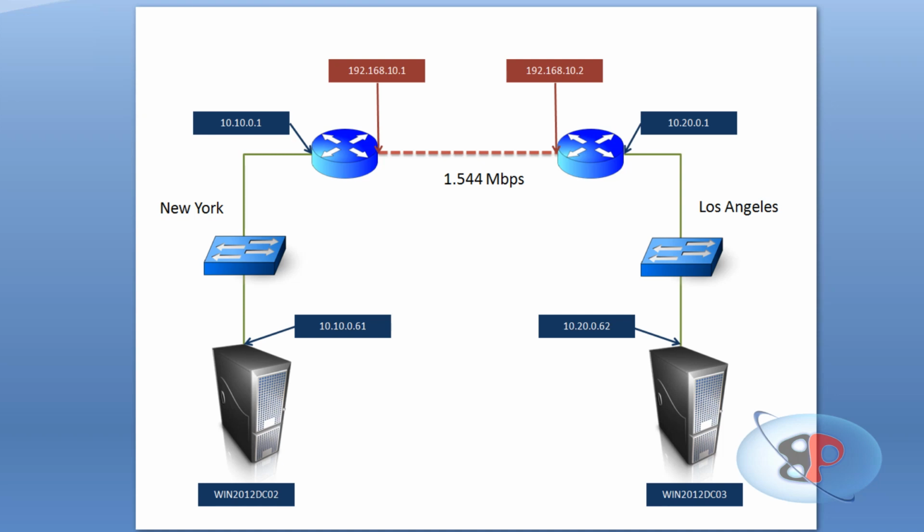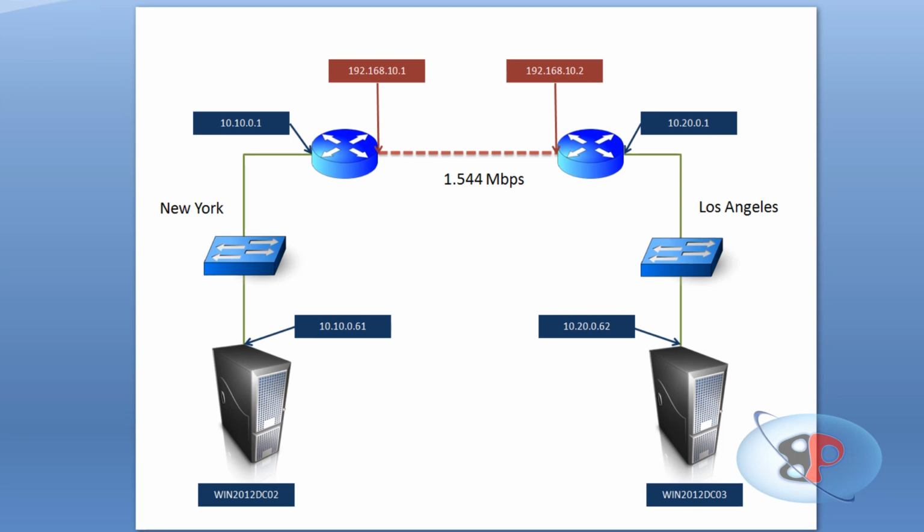And the inner side of their interface, which is going to face the switch, is going to be 10.10.0.1 on New York side and 10.20.0.1 on Los Angeles side. So basically this 10.10.0.1 is going to be the default gateway for Win 2012 DC02 and 10.20.0.1 is going to be the default gateway for Win 2012 DC03.